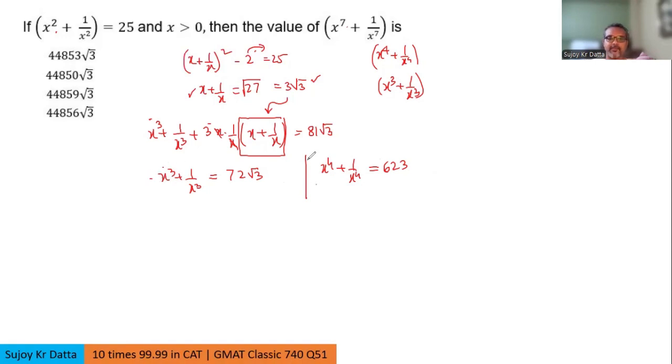So we have x to the power 7. x cube times 1 by x to the power 4 will be 1 over x. Then 1 by x cube times x to the power 4 will be x. 1 by x cube times 1 by x to the power 4 is 1 by x to the power 7. And then we get 72 times 623 and you have a root 3. There is no harm if you just use the calculator here because it's a big calculation. You have the on-screen calculator; I'm just doing it manually. 623 times 72 is 44856 root 3.